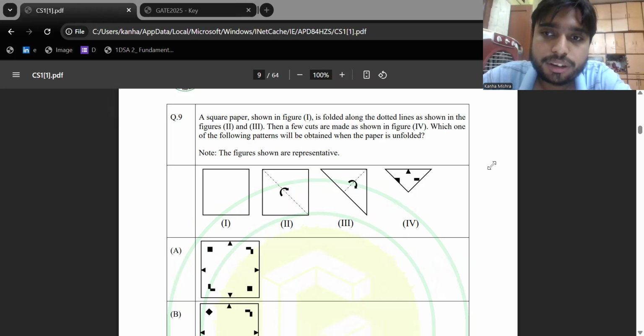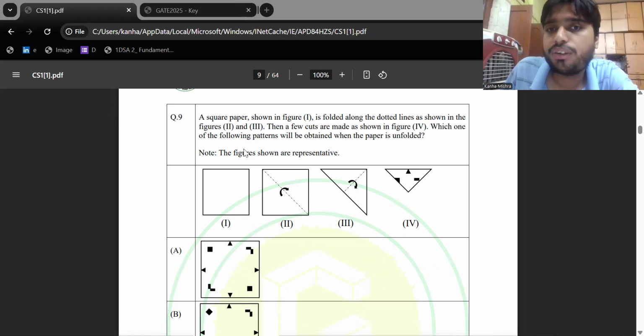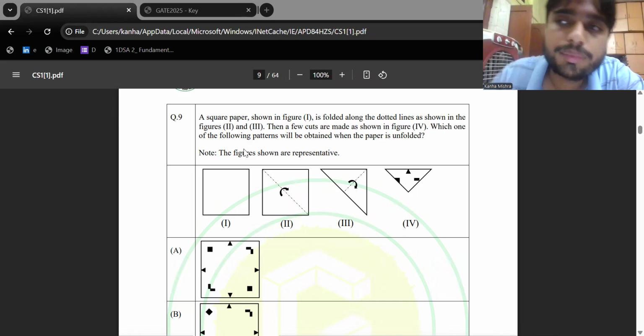Hello everyone, in this video we will be solving the ninth question of the GATE paper. In this, we are given some steps in which we are folding a paper. We have to figure out, after folding the paper and unfolding it following the procedure, how the paper will look.